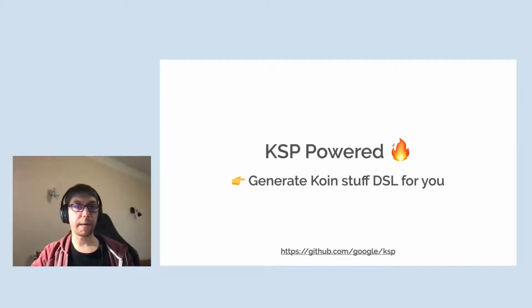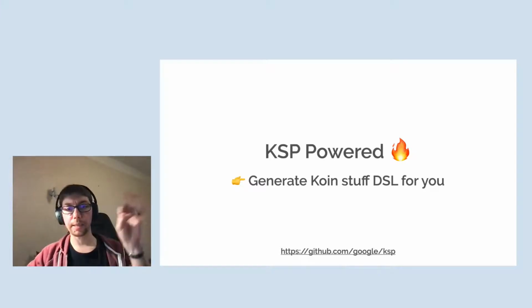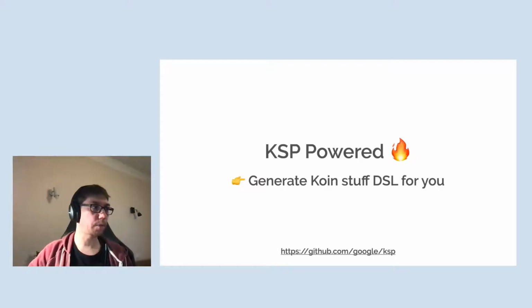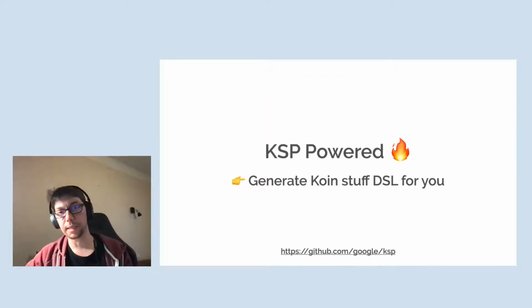The real magic behind is KSP. It's the Google KSP project, a project that helps you process Kotlin annotations at the Kotlin compiler's level. That means that it's super fast. We can make all the type analysis that we want, and then we can generate everything for you that we want.